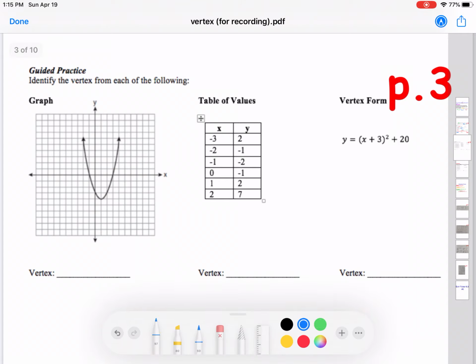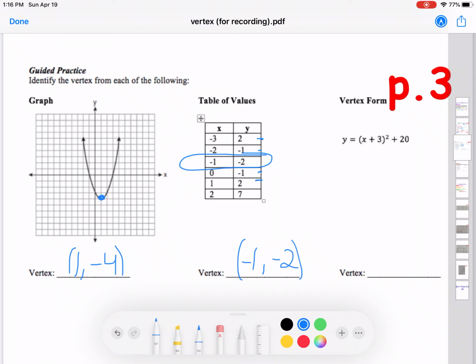So for the graph here, you should have identified the vertex as this point right here, and that is the point 1, -4. In this case, it represents a minimum value, but it still represents that turning point. In our table of values, again, I'm looking for symmetry. I notice a 2 and a 2, a -1 and a -1. So I notice that it's symmetrical about this point right here. So our vertex of the table of values would be -1, -2.